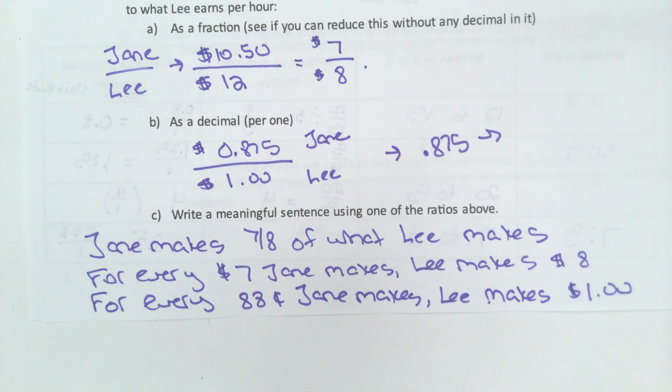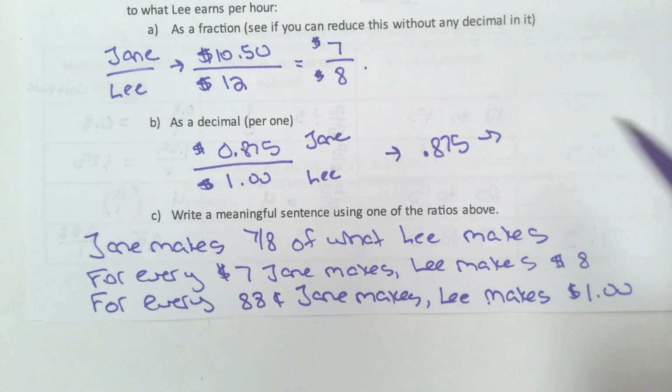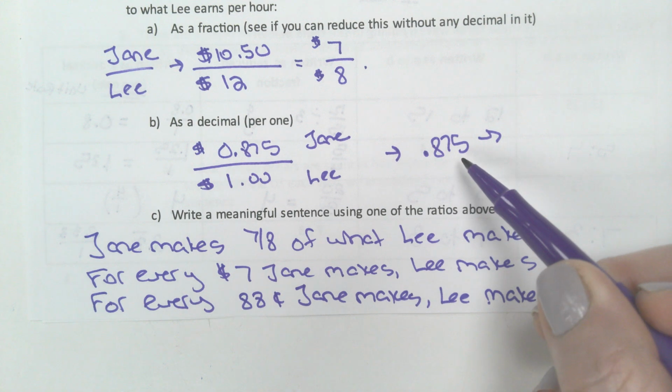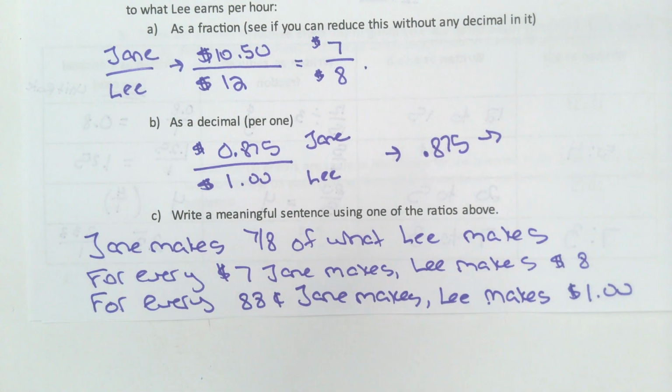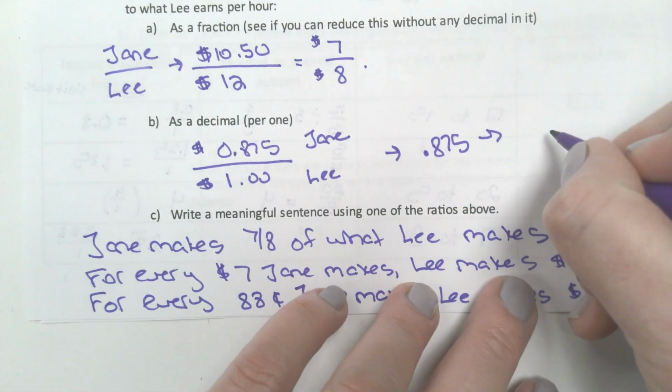It doesn't say this, but the other day we went from decimals into percents. If this is 0.875 as a decimal, do you know what this amount is as a percentage? 87.5%.